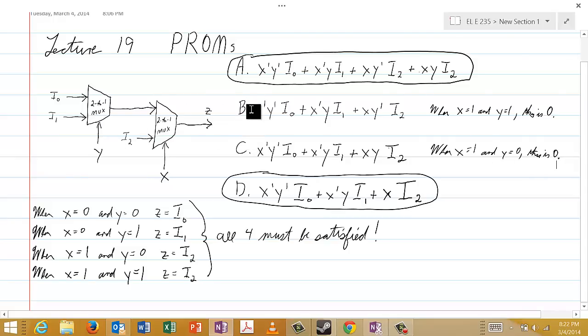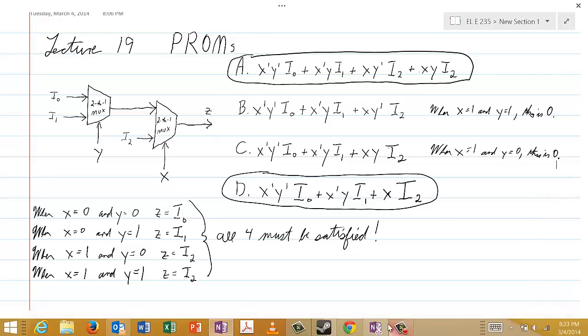They don't always give the correct value for the output. They do in some cases, but not in all four of these cases. But we want an expression that is always correct, and therefore that's why the correct answer to question 17.3 is A and D. So that finishes that discussion.